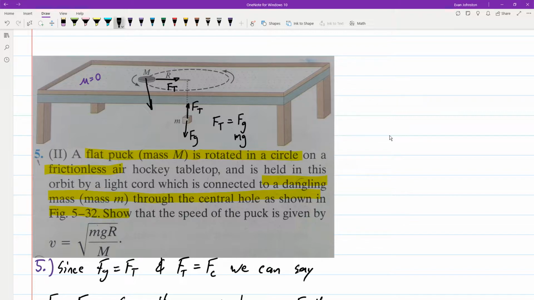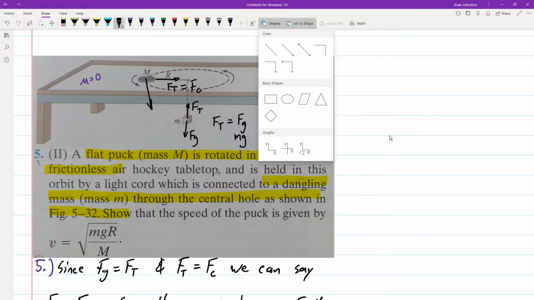Now, when it comes to looking at the big puck, again, the goal is we're trying to prove this equation, so we're trying to figure out how we can relate some things. What do we have to really work with? In looking at the puck, if the puck was over here, the tension would still be pointing towards the center. If the puck was over here, the tension would still be pointing towards the center. So I would argue that tension is the centripetal force.